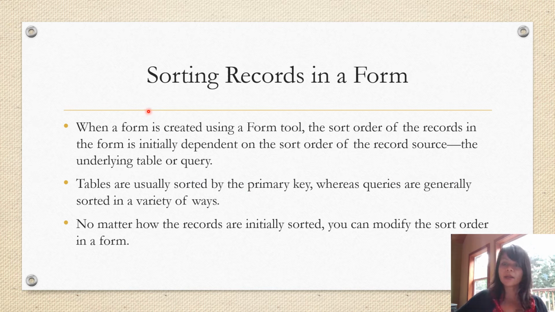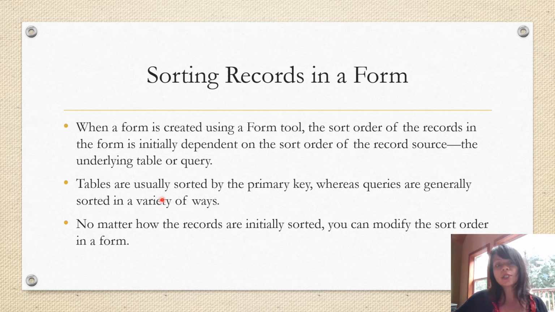Next, let's talk about sorting records in a form. When a form is created using a form tool, the sort order of the records in the form is dependent initially on the sort order of the record source, or the underlying table or query. Okay, so I repeat that. When a form is created using the form tool, the sort order of the records in that form is dependent on the sort order of that record source, the record source being the table or the query.